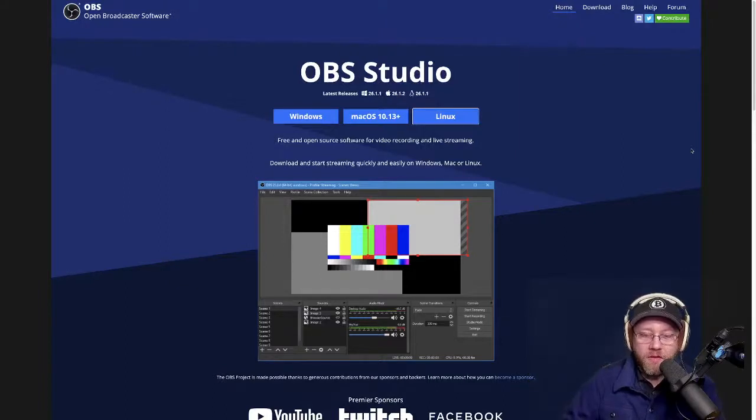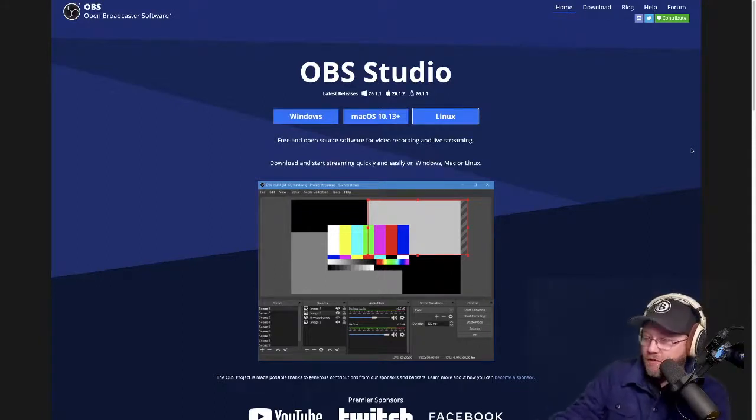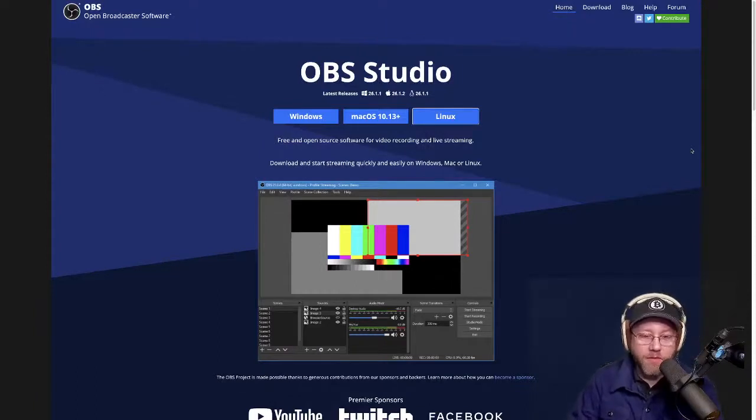Versions 26 and above, I kind of had to go up to like 26.02 or something to get the virtual camera. But now you can see it says start virtual camera right below start recording and above studio mode. So very easy to use.